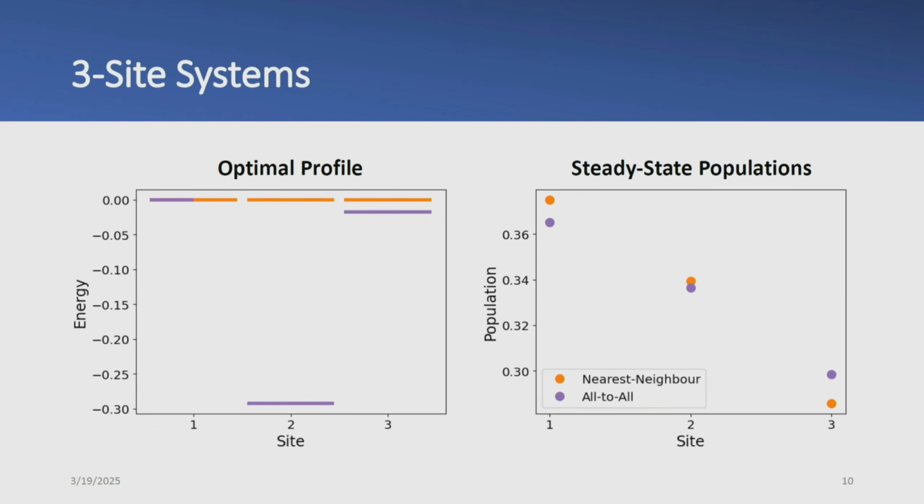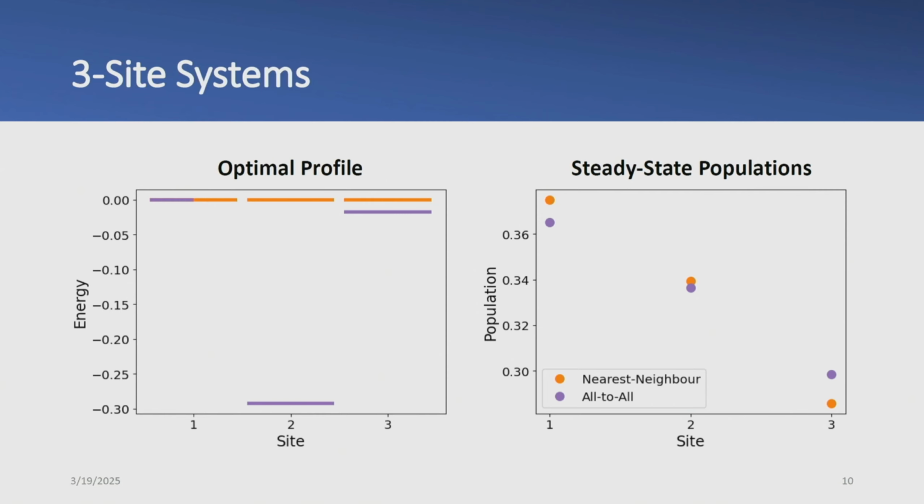If I have nearest neighbor coupling only, that's here, maybe I'll try the laser pointer out. With nearest neighbor coupling only, you can see here on the left in orange that the optimal energy profile for transport is this flat orange profile, which isn't too surprising or exciting.